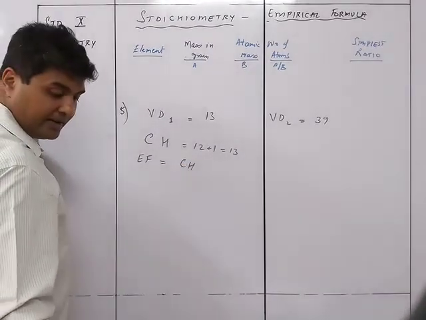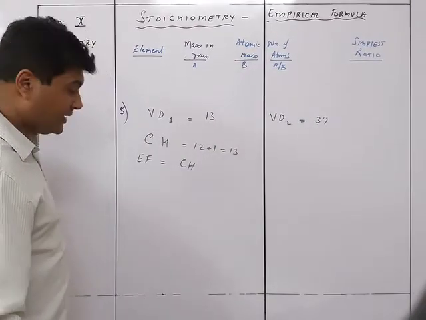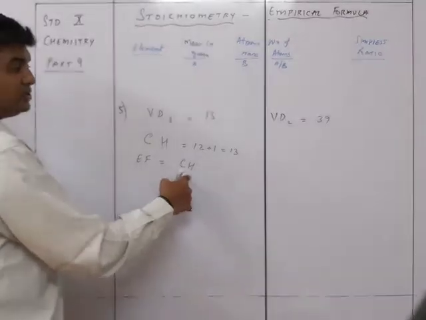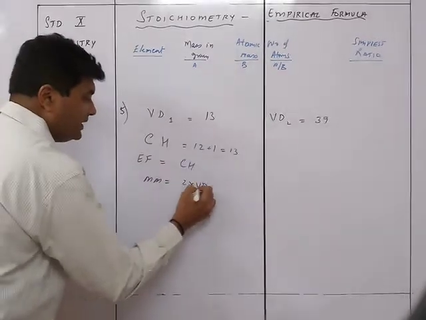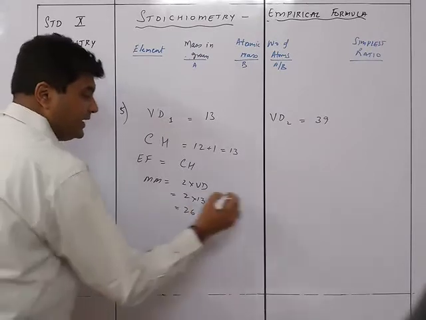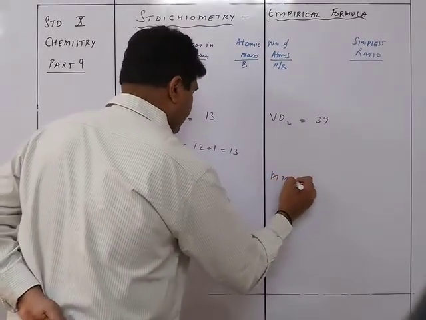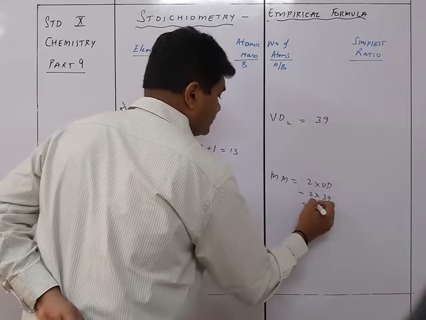And they have told us that the compounds contain carbon and hydrogen only, and the vapor densities are 13 and 39. Find the molecular mass. So again this will be CnHn, and here the vapor density is 13. So molecular mass is equal to 2 into vapor density, which is 2 into 13, therefore 26. And here molecular mass is equal to 2 into VD, which is 2 into 39, equal to 78.